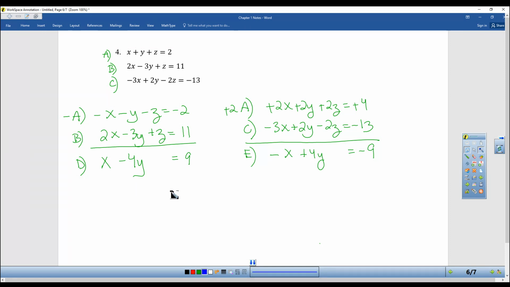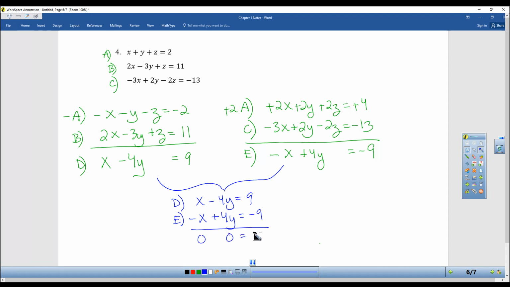So now I'm going to put D and E together. I don't need to do anything because the x's are going to cancel right away. X minus 4y is equal to 9. And I think, oh, look at that. There's a -x. And then I see this. Uh-oh. Also a 4y. And a -9. What does that give me? You knew it was going to be this, right? So this tells me there's infinite solutions.